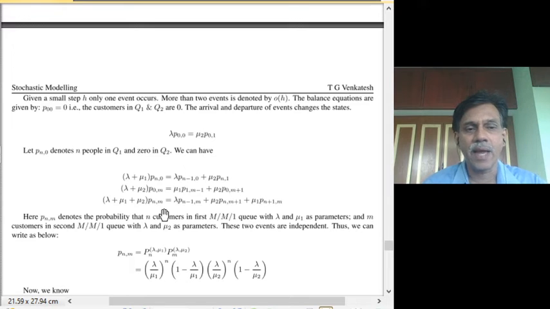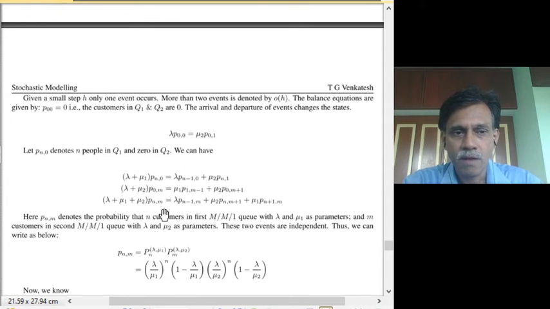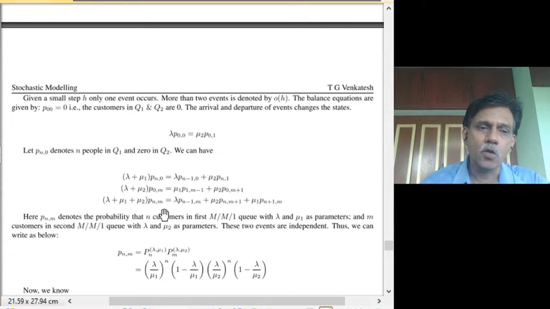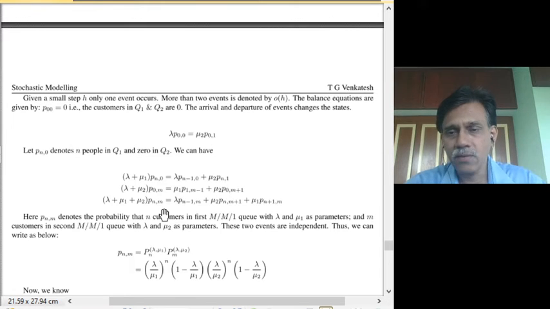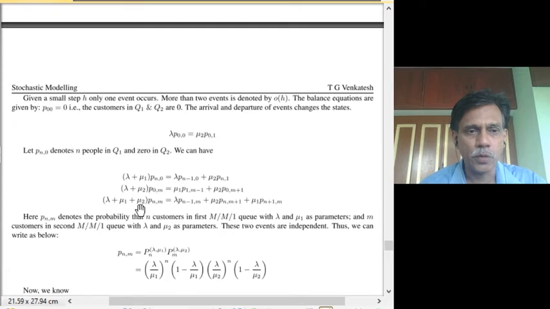In general, if we have n comma m customers in the first and second queuing system respectively, the events that will take you out of it are either an arrival of a new customer or a service completion in either the first queue or the second queue. Therefore, lambda plus mu1 plus mu2 into Pnm is equal to, so to get into n comma m, if you have an arrival when there are n minus 1 customers in the first queue, the arrival will increase n minus 1 to n, that is a possibility.